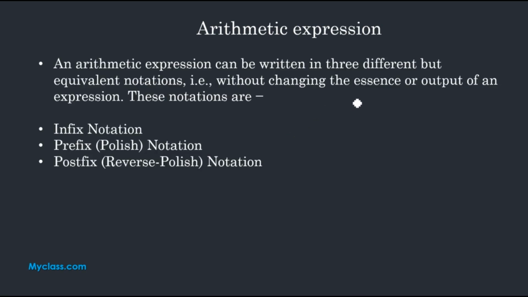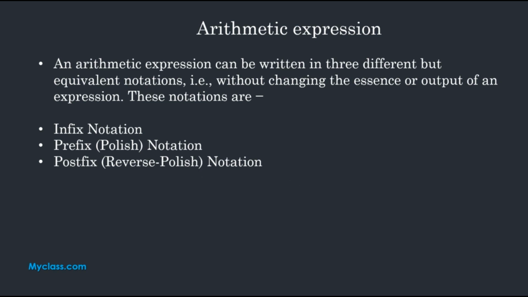An arithmetic expression can be written in three different but equivalent notations. That is, without changing the essence or output of an expression, we can express it in three different ways. These are infix notation, prefix notation and postfix notation. The other name of prefix notation is Polish notation. Actually, postfix and prefix are opposite to each other, so we can say that postfix notation is reverse Polish notation.